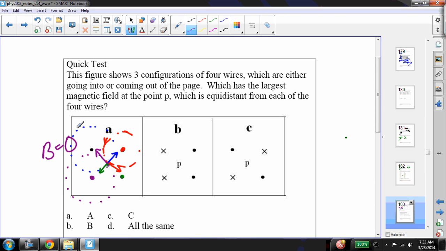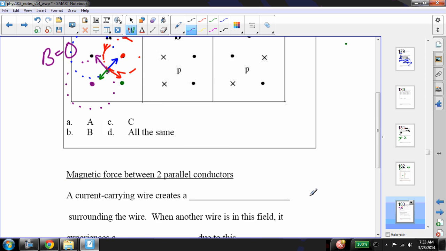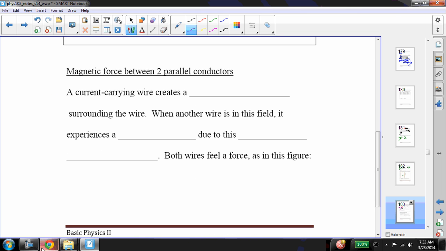It doesn't have the largest magnetic field, it doesn't have any magnetic field at all. So now you want to try out these other two and find out which of them, or maybe they all have 0 magnetic field, has the greatest magnitude. We will pick back up with this in a few minutes.